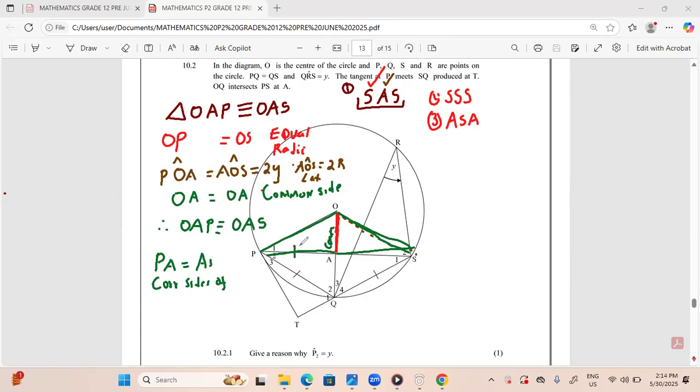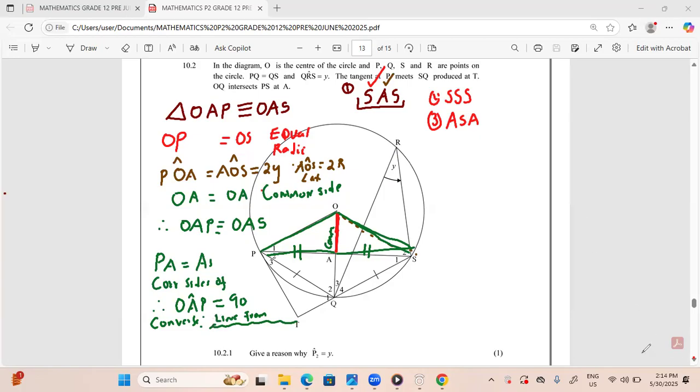Now, because PA equals AS, therefore OAP is 90 degrees. Reason: this is the converse of a theorem. A line drawn from the center of a circle perpendicular to a chord bisects the chord. Theorem number 1: a line drawn perpendicular from the center of a circle to the chord bisects the chord.